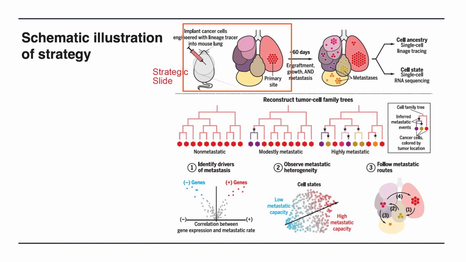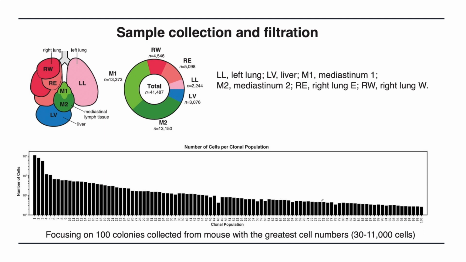According to the int-BC, they found that every 5,000 cells contain about 2,150 distinguishable clones, and they collected samples 60 days after implantation. They found the cancer cells had transited to 5 tissues plus the primary site, which is the left lung. This is the total distribution of tumor cell number in each tissue, and they decided to focus on 100 colonies in the collected samples that have more than 30 cells.